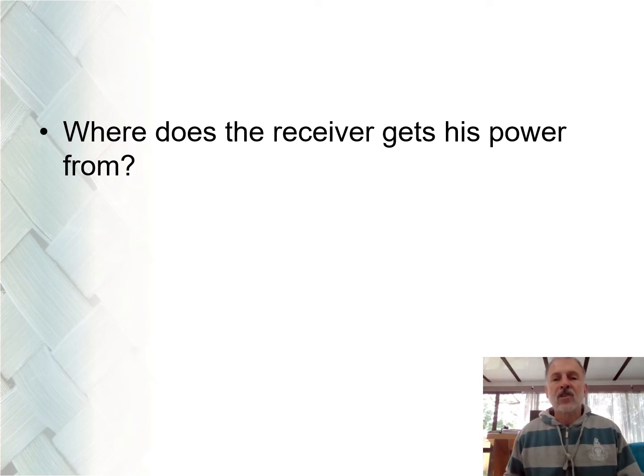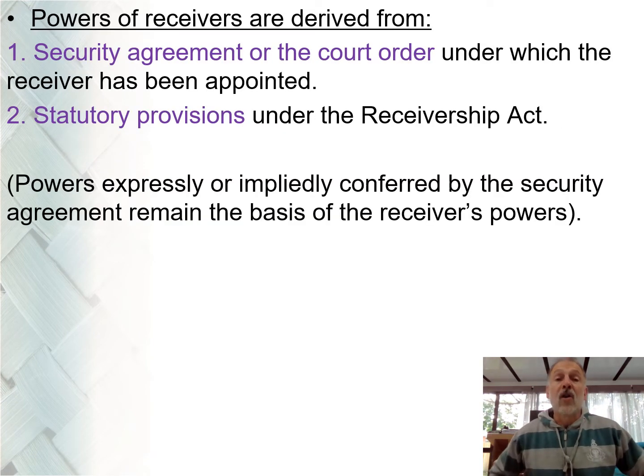People, it's amazing that the receiver can walk into a company and basically take over. So where does the receiver get this power from? How is it possible that he can walk into a certain company, take hold of certain possessions, sell them, and then pay the creditor the money to whom the money belongs? The powers of the receivers are derived from the security agreement or the court order under which the receiver has been appointed. These powers can be expressly or impliedly conferred by the security agreement, and this remains the basis for the receiver's powers.